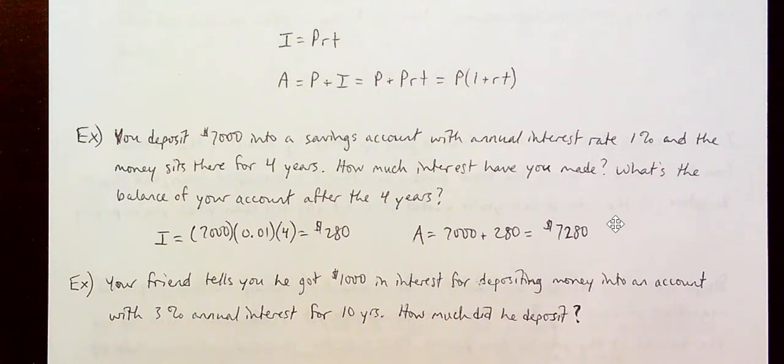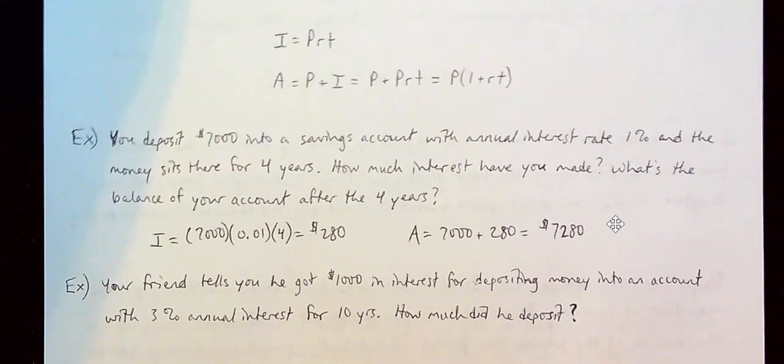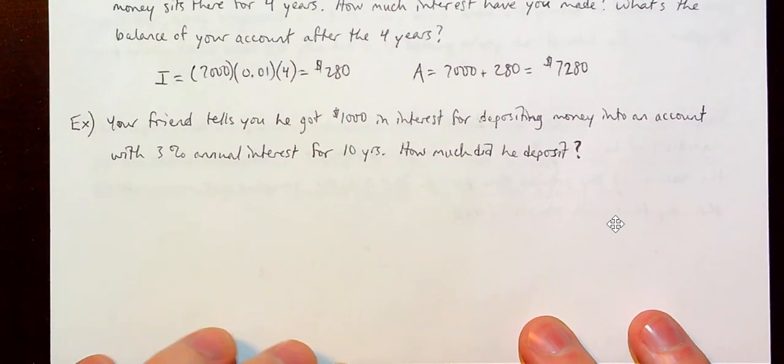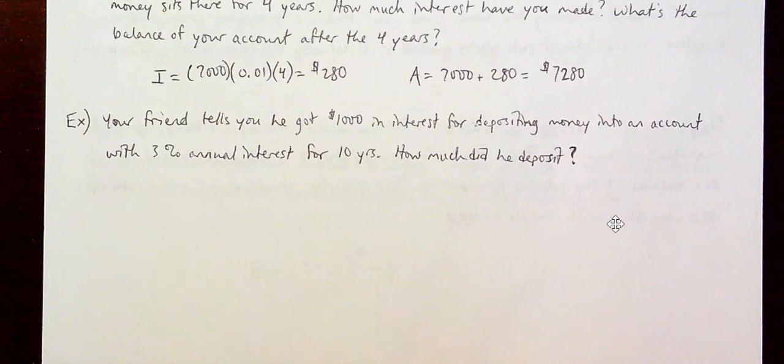So that's just a very basic, straightforward application of these formulas here. This one, a little bit different, kind of. Your friend tells you he got $1,000 in interest for depositing money into a savings account with 3% annual interest for 10 years. How much money did he initially deposit into this savings account?